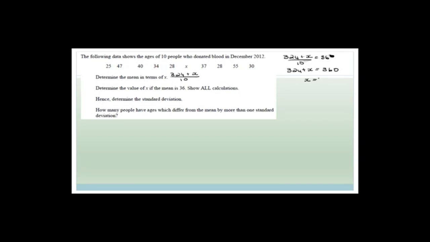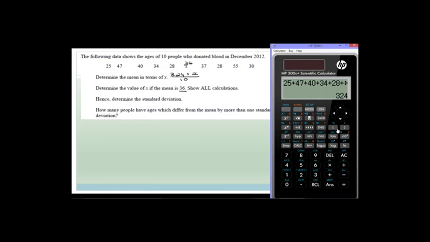Therefore, x is going to be 360 minus 324, which is, what is it? That is 36. So therefore, x is 36. Okay, let me just check if I'm right. Yeah, so it happens to be 36, just by luck.